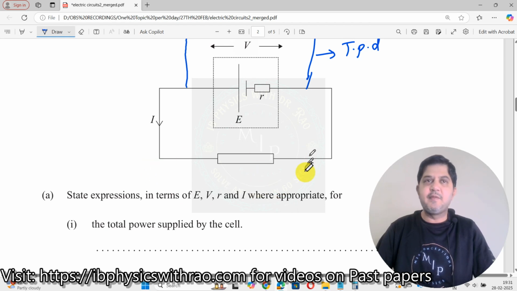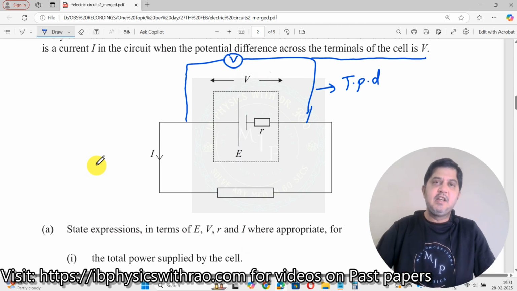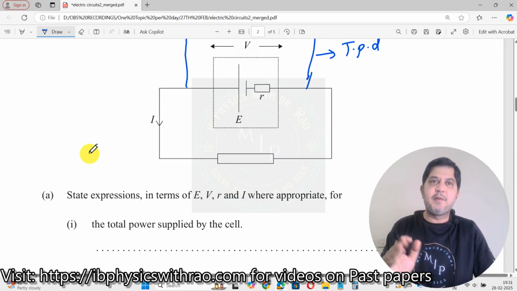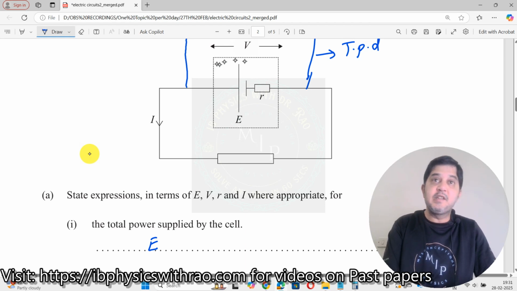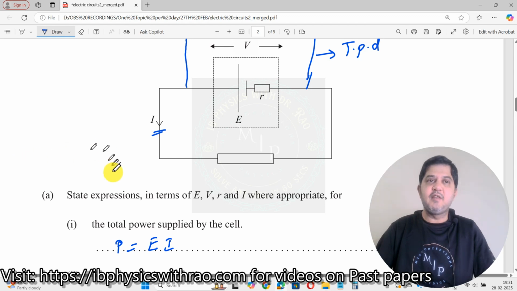You can use all the standard values for the total power supplied by the cell. What is the total power supplied by the cell? Whenever you are speaking about the total power supplied, you say power is equal to voltage multiplied by current. What is voltage here? Voltage of the cell is capital E, which is the EMF. Don't write V here, because V includes the voltage drop across the internal resistance also, which we are not going to consider. So this is E, and the same current I will pass through it. E into I. So therefore, this is your total power supplied by the cell.